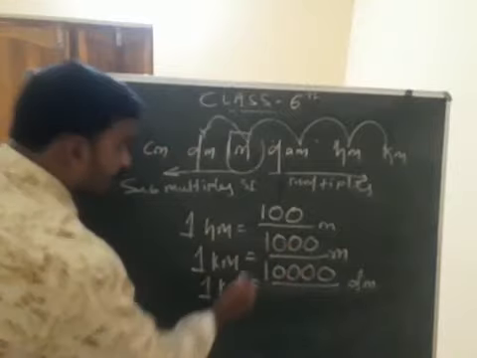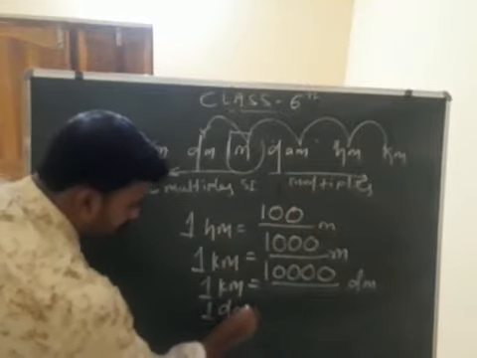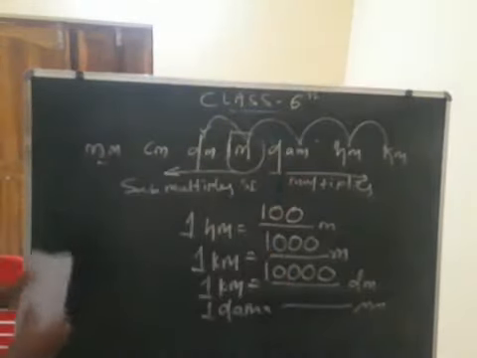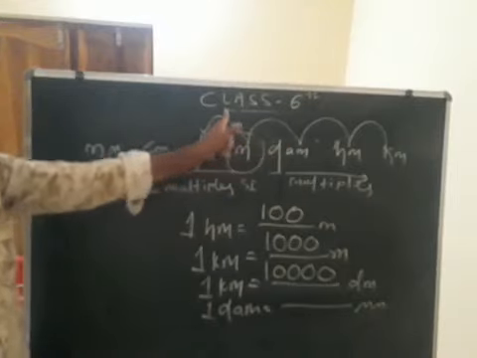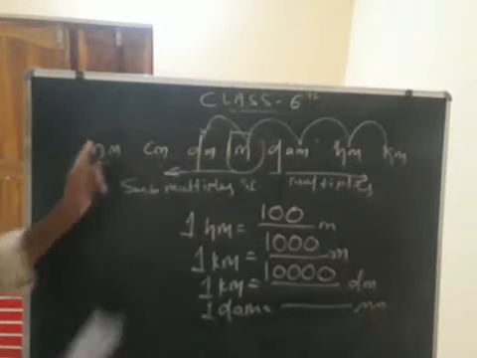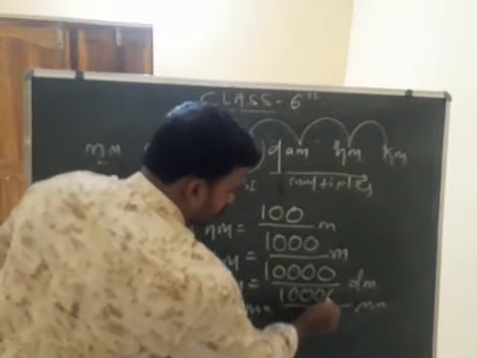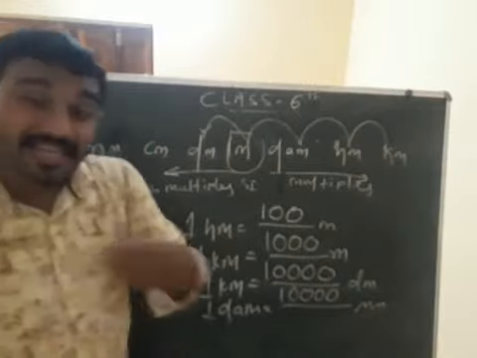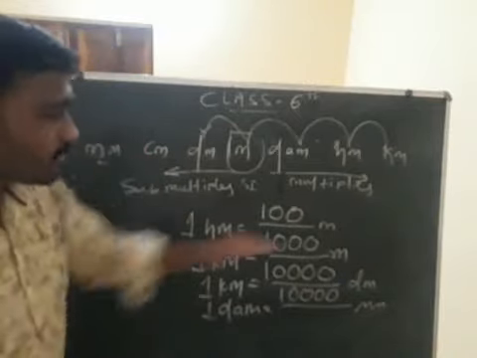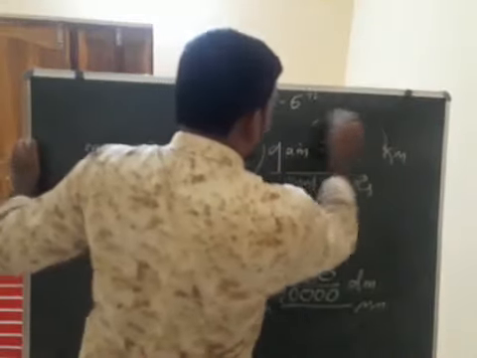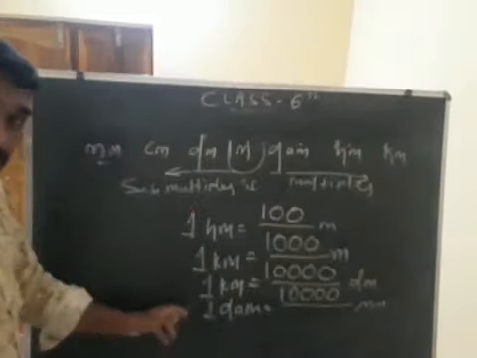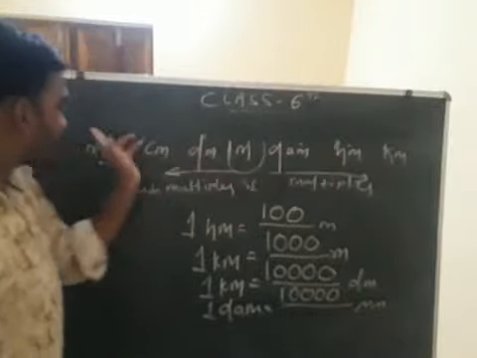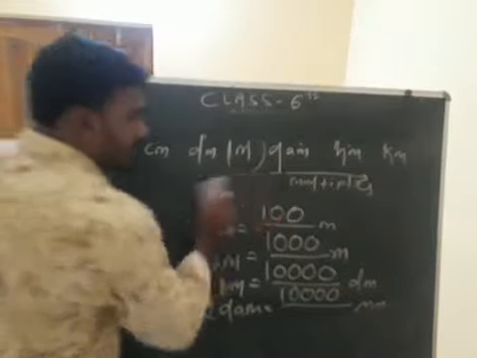Now another one, 1 DAM means decameter. Decameter to millimeter. Decameter means 1, 2, 3, 4. In 1, how many 0s? 4 zeros means 1 DAM is equal to 10,000 millimeter. Clear? Now we will do the reverse. This one understood? You can do anything: hectometer to centimeter, kilometer to decimeter, hectometer to millimeter, whatever. Clear?